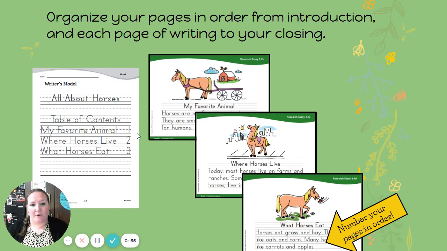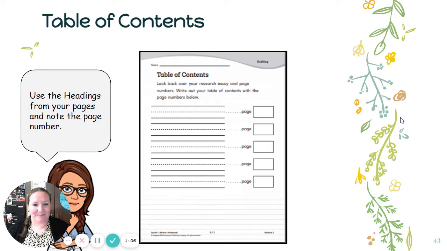That will be the first page after their table of contents. Where horses live, page 2. And what horses eat, page 3. We're going to do a little more than that friend in the example did, though.